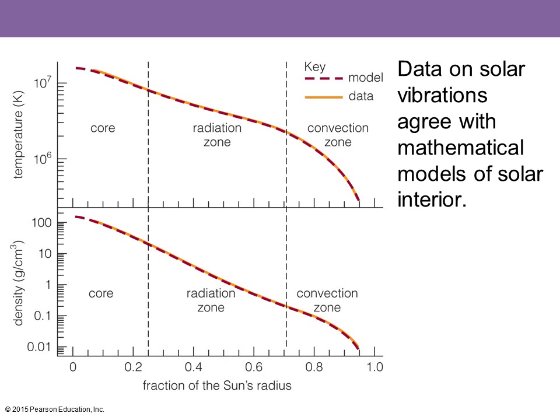This graph really isn't in the book, but I thought it would be interesting to show. This data on solar vibrations agrees with the mathematical models of what the solar interior should be like. So there's definitely a good correlation between what we think is happening and what is probably happening in the sun.